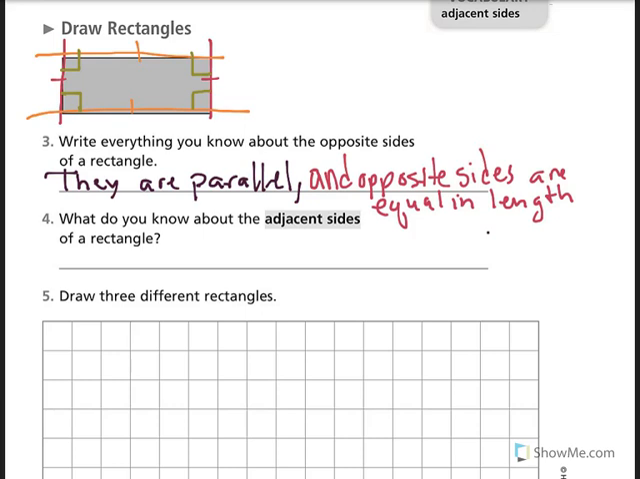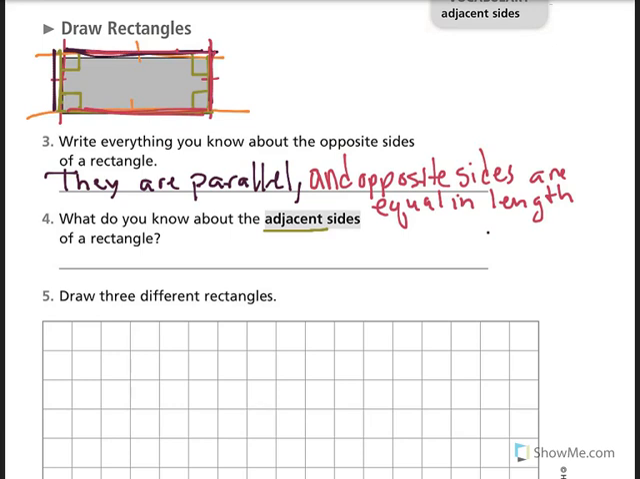Now, adjacent is the word that describes neighboring sides, so the ones that are touching. So, in green here, this orange line is adjacent to this pink line and this other pink line. This, I'll do purple. This orange, this side right here is adjacent to that one. It's also adjacent to that one. So it's the neighboring ones. This side over here is adjacent to this one. And that one, it's the nearby ones.